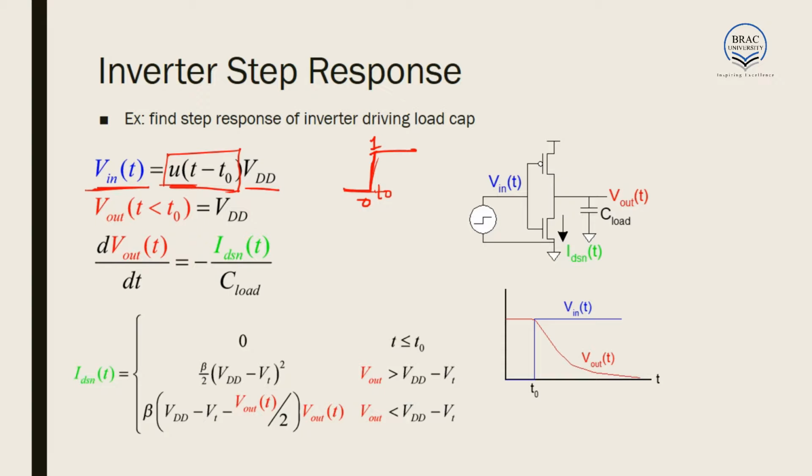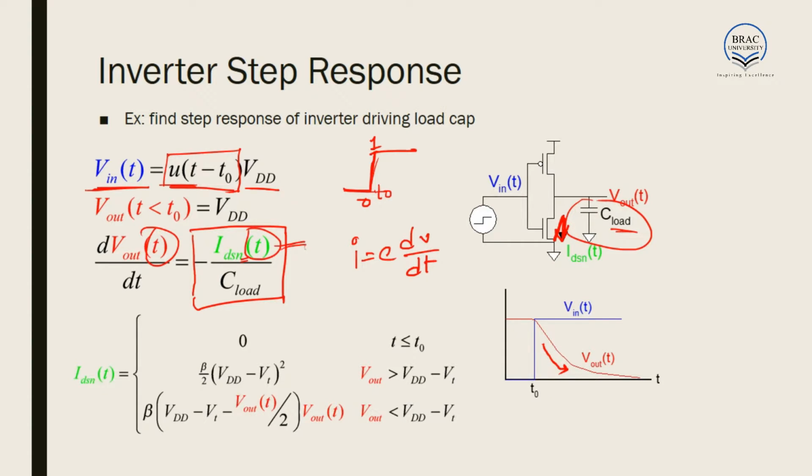Now, we are considering the output is connected to a capacitor, a load capacitance C load. Now we know I is equal to C dV/dt. Again, we see that the voltage at the output is decreasing, so dV/dt will be negative. If we consider the negative sign here, we get dV/dt is equal to minus IDSN divided by C load. Here the current IDSN is the current passing from drain to source of the NMOS. So as a result, we can see that the output is gradually decreasing and it depends on the factor time.